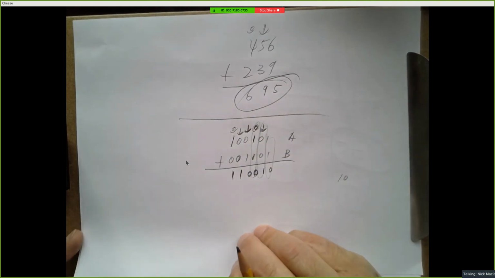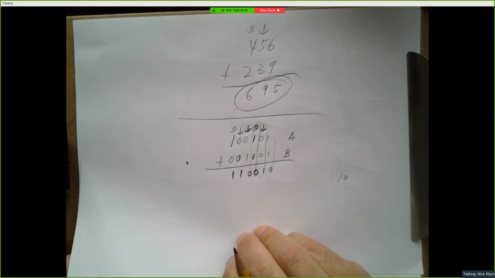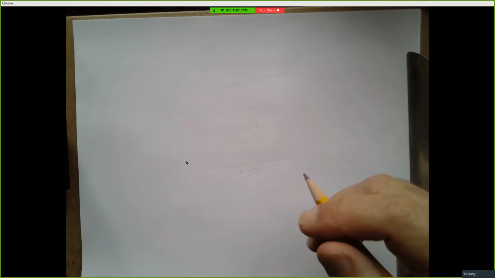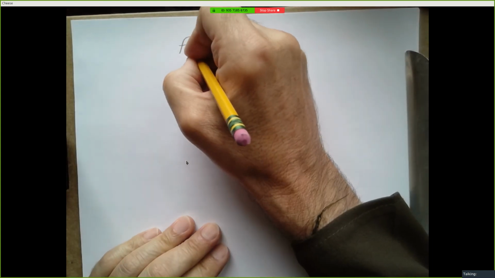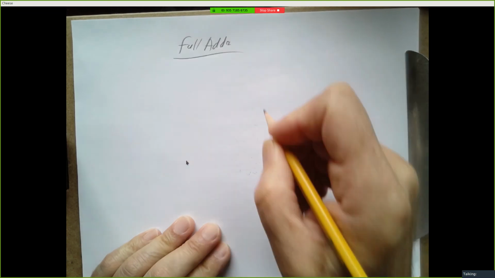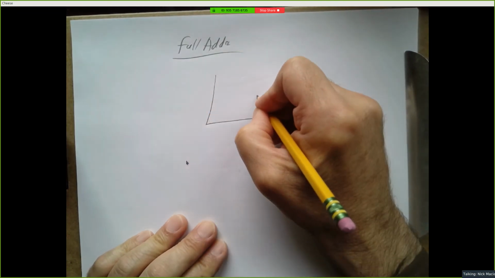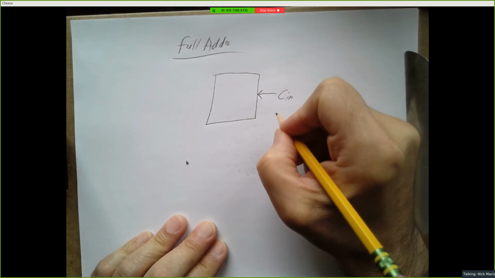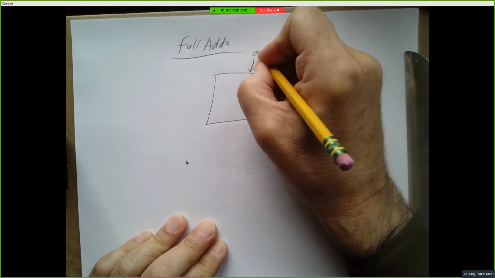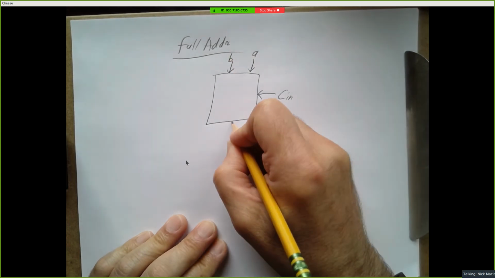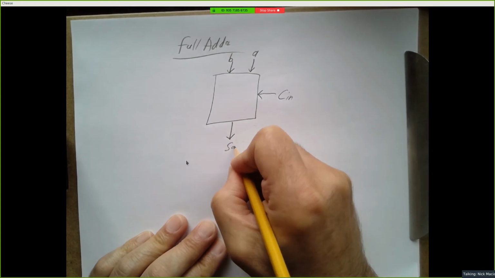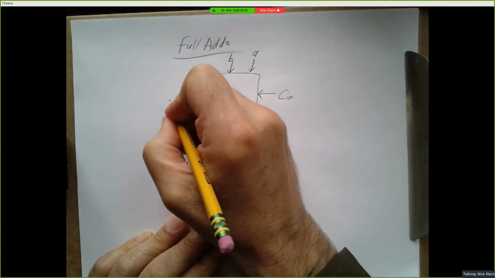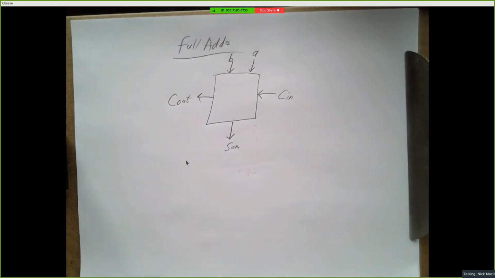So the idea is, let's define a block that does exactly what we're doing by hand. And this is something called a full adder. And a full adder looks like this. It has an incoming carry bit. It has an incoming bit A and an incoming bit B. It has an outgoing bit called sum, and another outgoing bit called carry out. And now you know why the arrows are important, because we don't always put the inputs on the left.